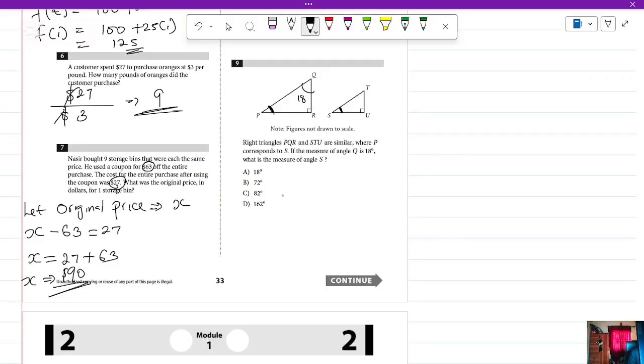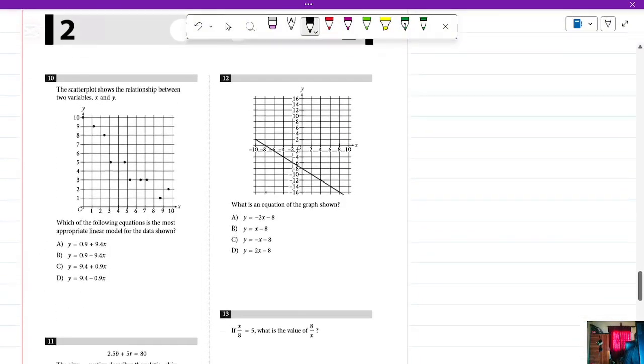So it's going to be 18 plus P plus 90 equal to 180, because this one here is 90. So your P is 180 minus 90 minus 18. So therefore P is going to be 180 minus 90 minus 18, and that will be 72. So the measure of angle S is going to be 72. It's as simple as that.